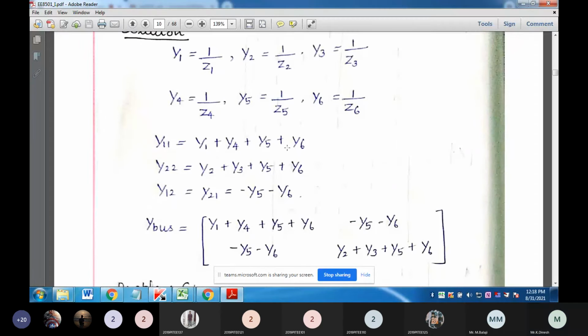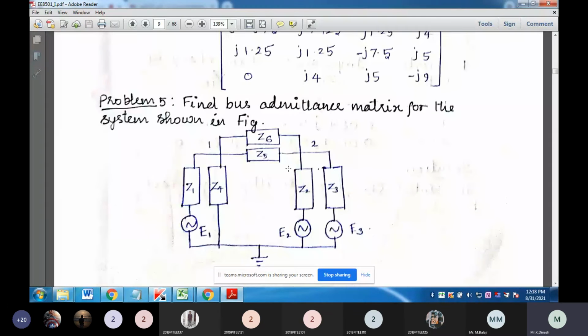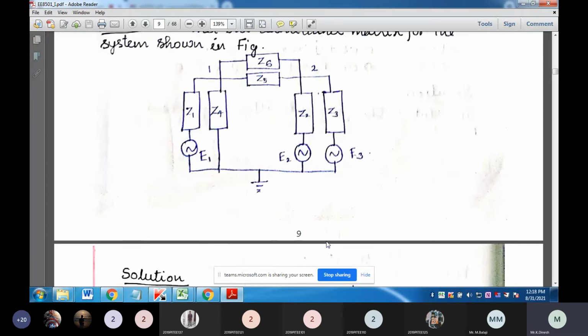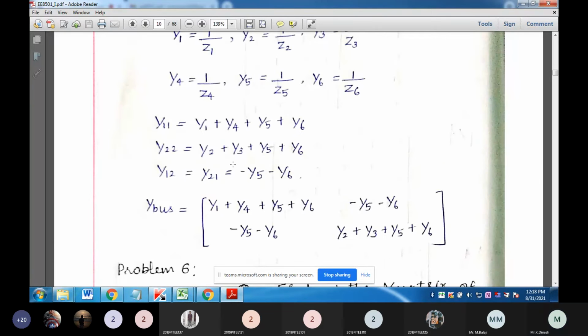Likewise Y22. In the second node, what are the elements connected? Z2, Z3, Z5, Z6. So Y2, Y3, Y5, Y6. Y12 and Y21 both are the same. Between 1 and 2 we have Z5, Z6. So minus Y5 minus Y6. So this is the Y bus.